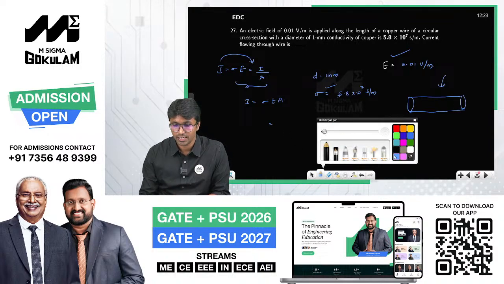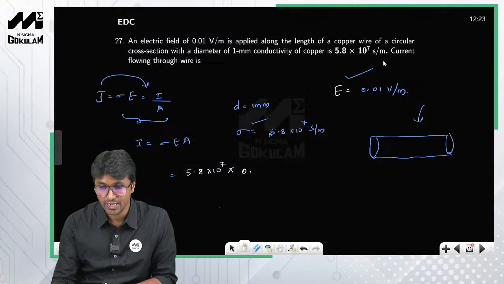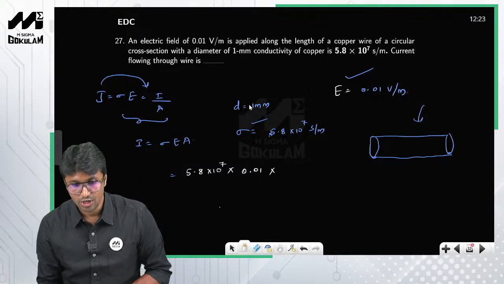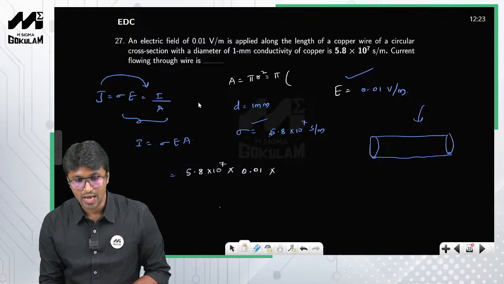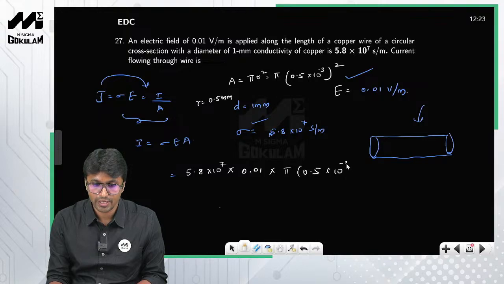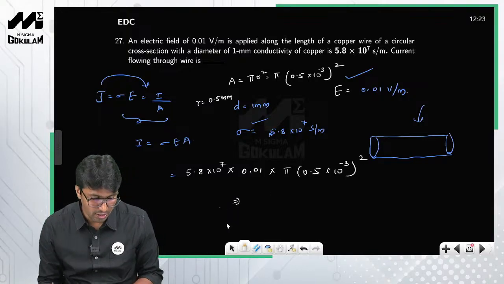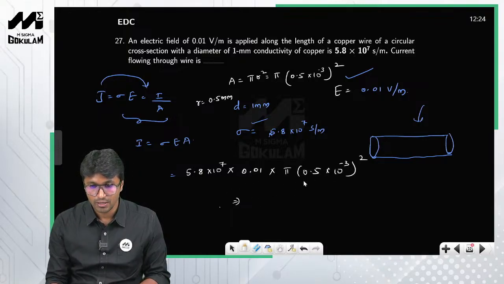Conductivity is 5.8 into 10 raised to 7 Siemens per meter, into E, which is 0.01 volt per meter, into A. Area of cross section is pi r square, where r is d by 2, that is 0.5 millimeters. So pi into 0.5 into 10 raised to minus 3, whole square. When you solve this, please do this calculation. I don't have the answer with me, so this is the simplification that you have to do.